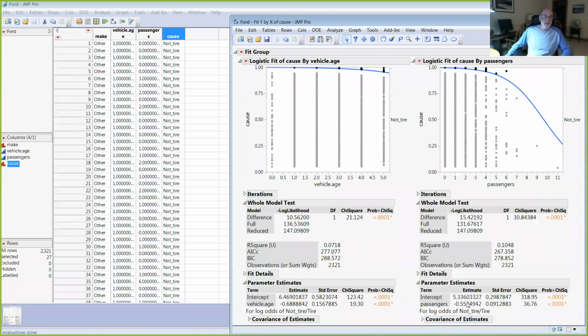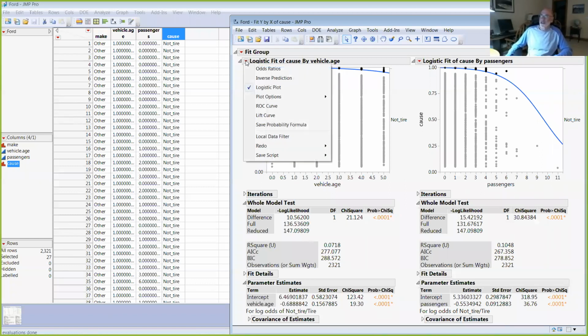The more people you put in the car, the more pressure on the tires, the more likely it is tire related. You can clearly see the inverse S shape here. The reason that you only see a little bit of it here is that there's just very little variation. It is statistically significant, but very little variation as the vehicle age changes.